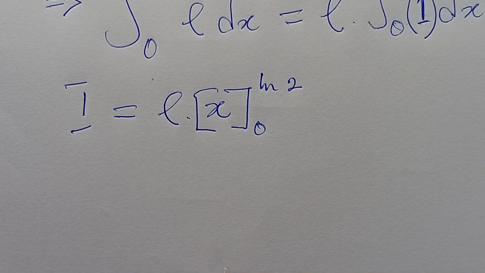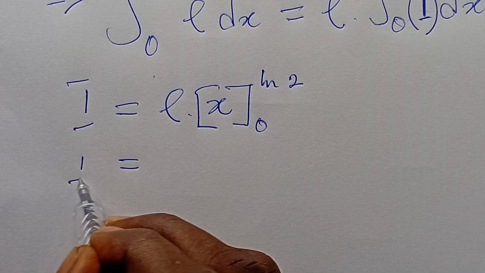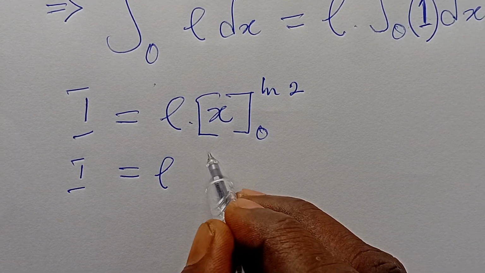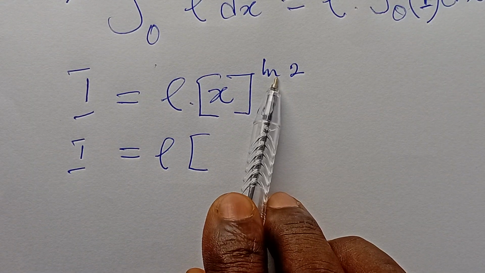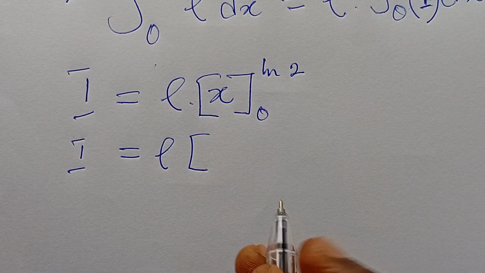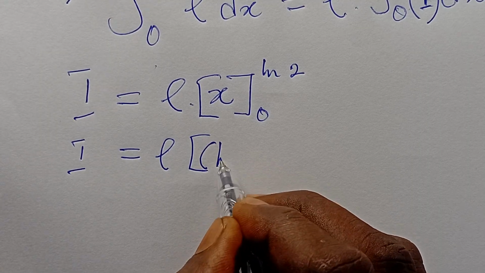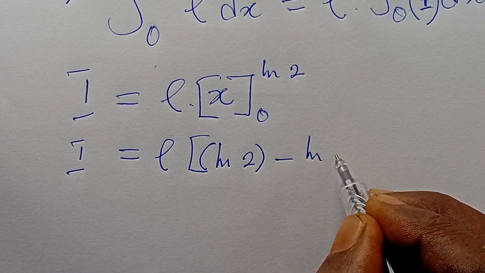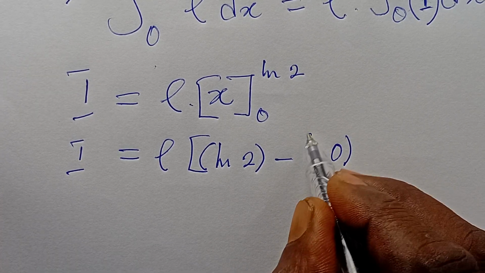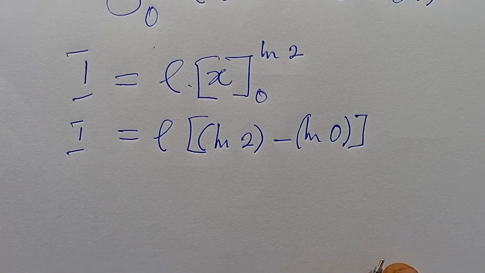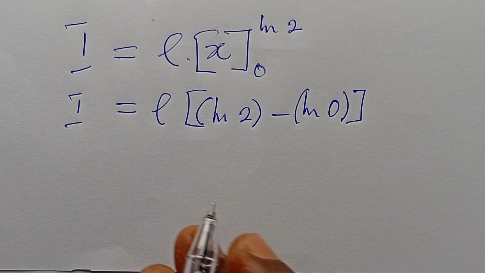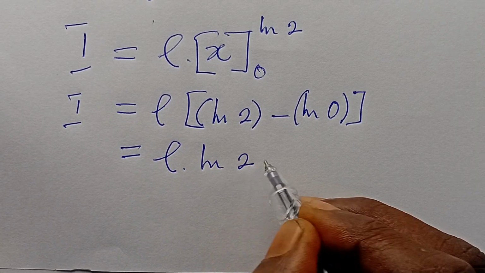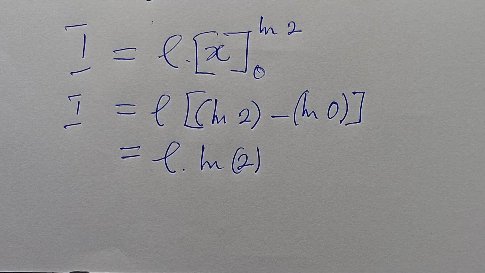So we can now go ahead and simplify this. I will now be equal to e times a square bracket, where the upper limit is ln of 2. So this is going to give us the bracket ln of 2, close bracket, minus ln of 0 close bracket, square bracket close here. So this is going to give us a 0, right? So we're going to end up having e times ln of 2 as the final answer.